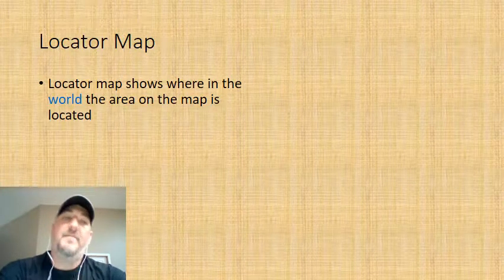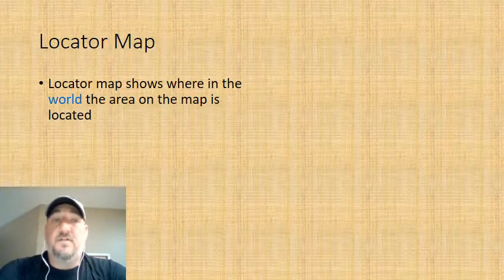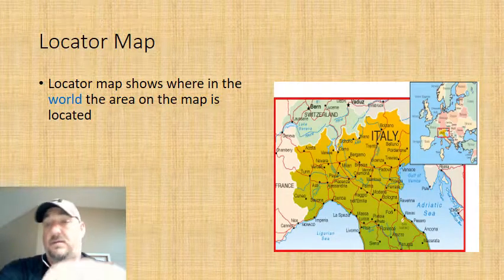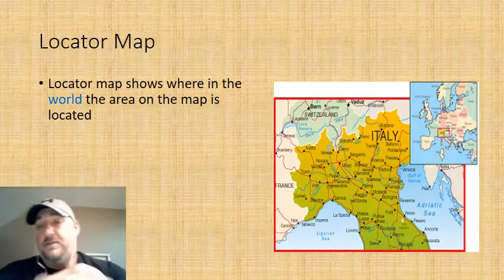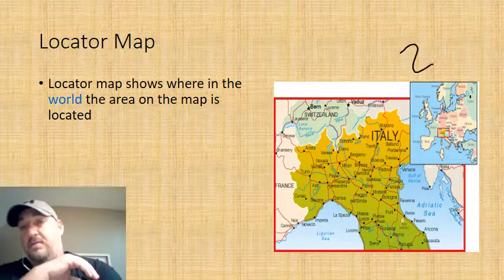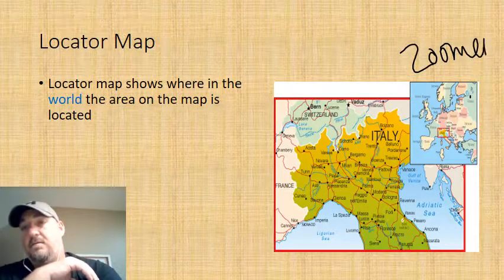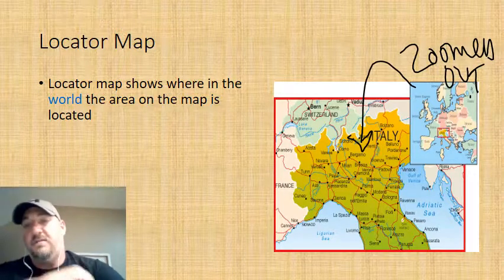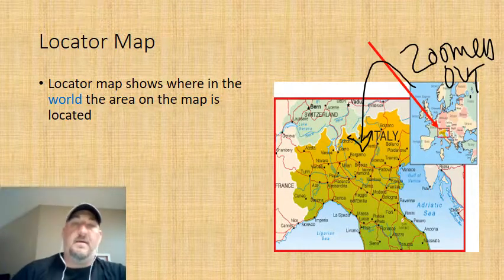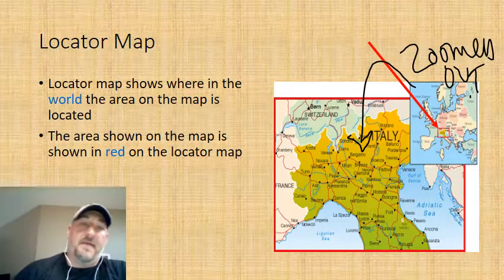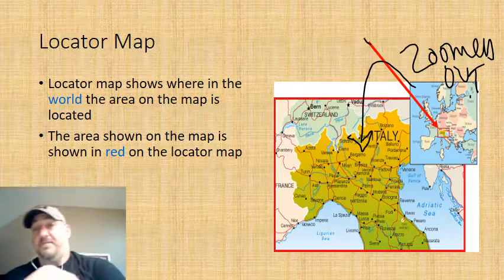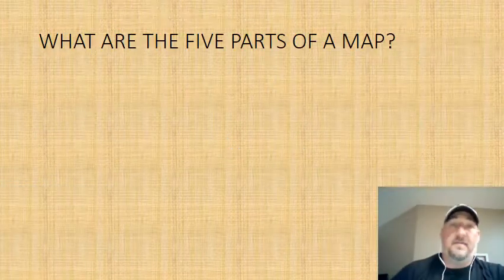And then we have a locator map. A locator map shows where in the world the area on the map is located. So again, think about it like you get the zoomed out view, and then we're going to zoom in to what we actually want to be looking at. The area on the map shown in red is the locator map. So we have the arrow. This is our locator map.